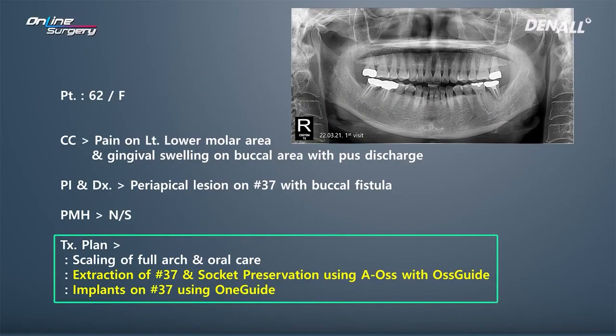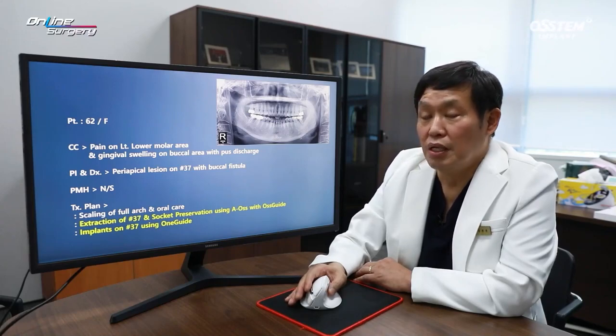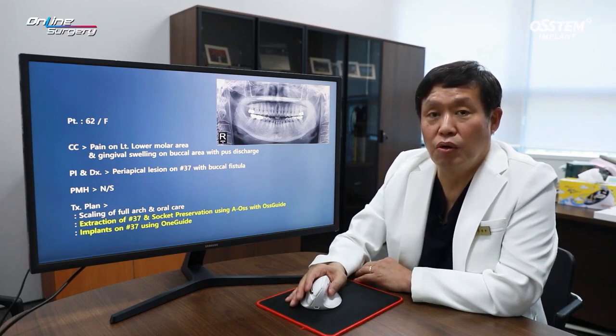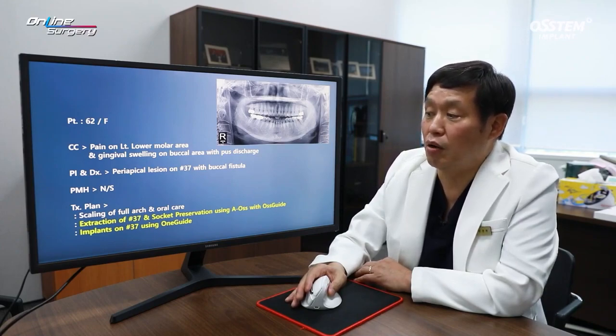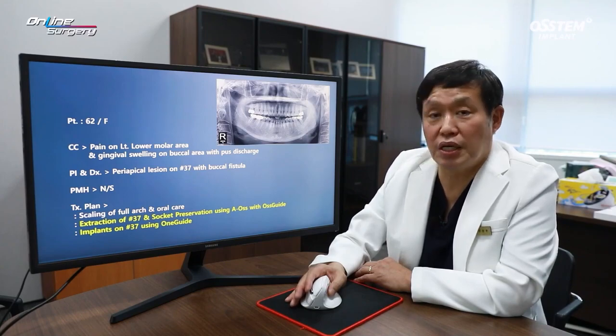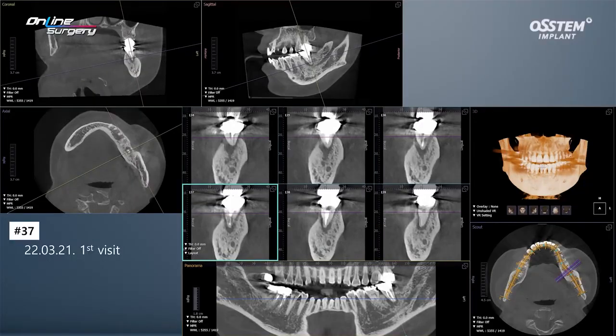After doing overall oral care, number 37 was extracted. Socket preservation was done. In this case, I used A Oss and OssGuide. These days, I'm comparing the particulated model of A Oss as well as the A Oss collagen. In this case, there's a bit of a buccal wall, therefore A Oss was used. After that, OneGuide was used. An implant was placed in number 37 using OneGuide.